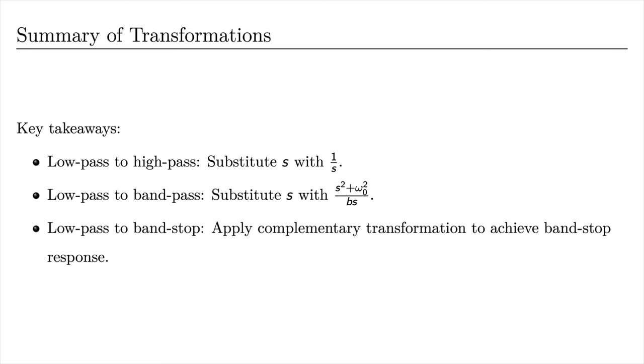To summarize, for low-pass to high-pass, substitute S with 1 over S. For low-pass to band-pass, substitute S with (S squared plus omega naught squared) over (B times S). For low-pass to band-stop, apply complementary transformations to create a band-stop response.